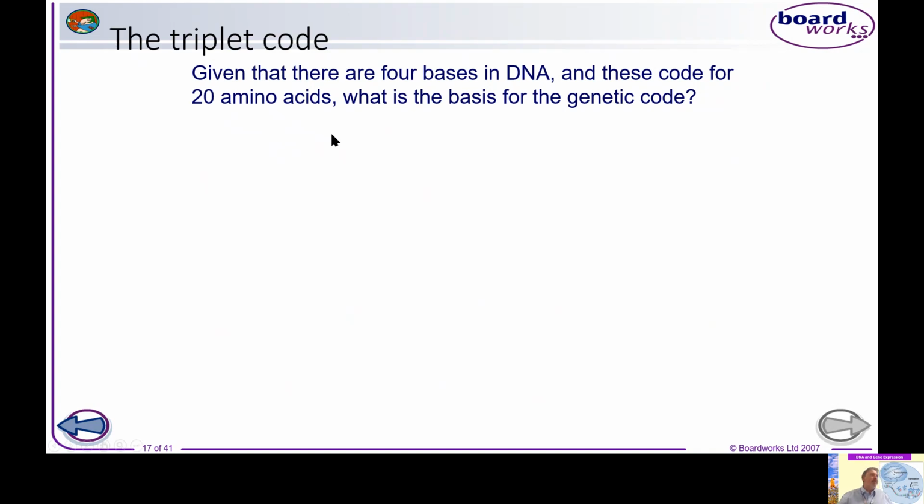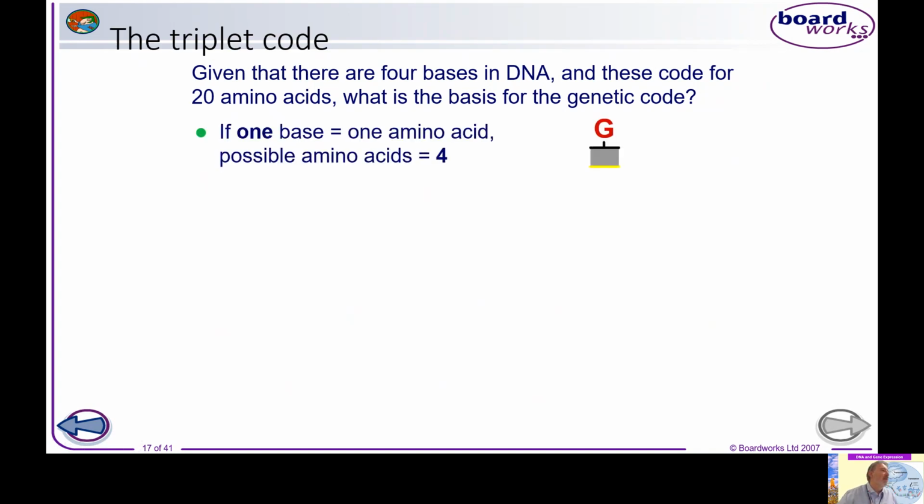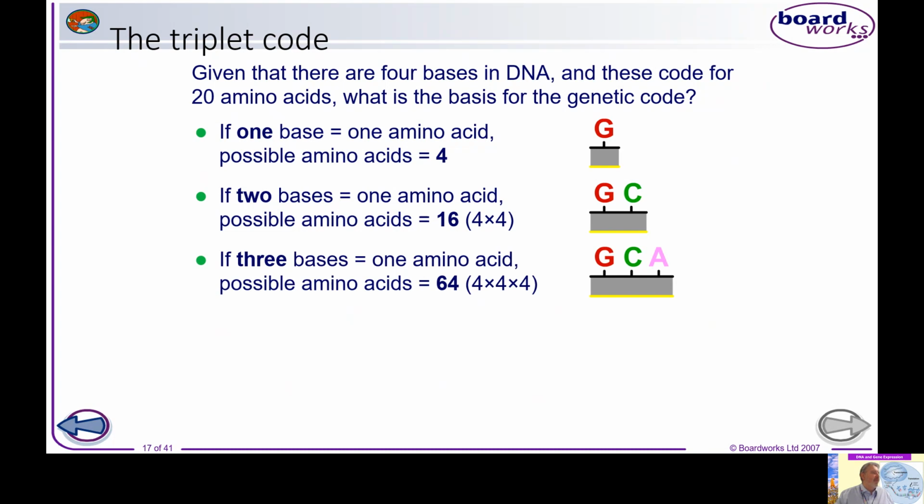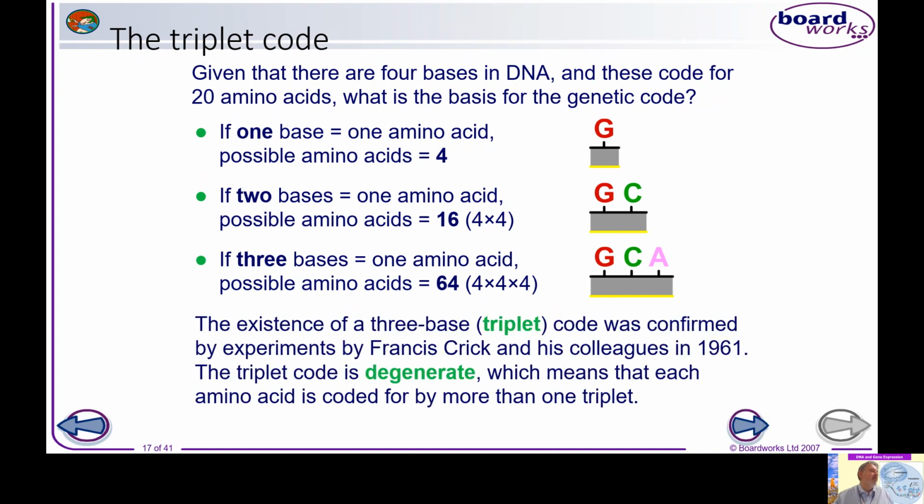There we go, the triplet code. This is going through the board work stuff. One base was one amino acid. Then the possible amino acids are only 4, because we've only got 4 bases. If 2 bases equal 1 amino acid, like GC being 1 amino acid, then we get 4 by 4, 16. If 3 bases can represent an amino acid, that means we've got 64 possible amino acids. We've got 64 possibles.